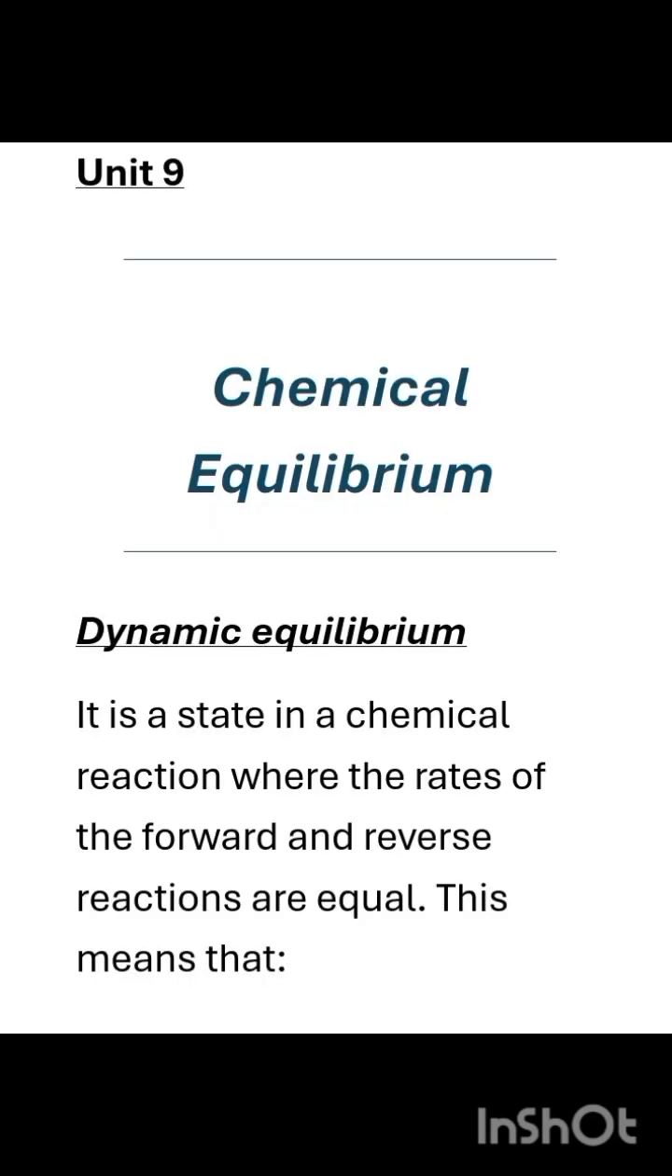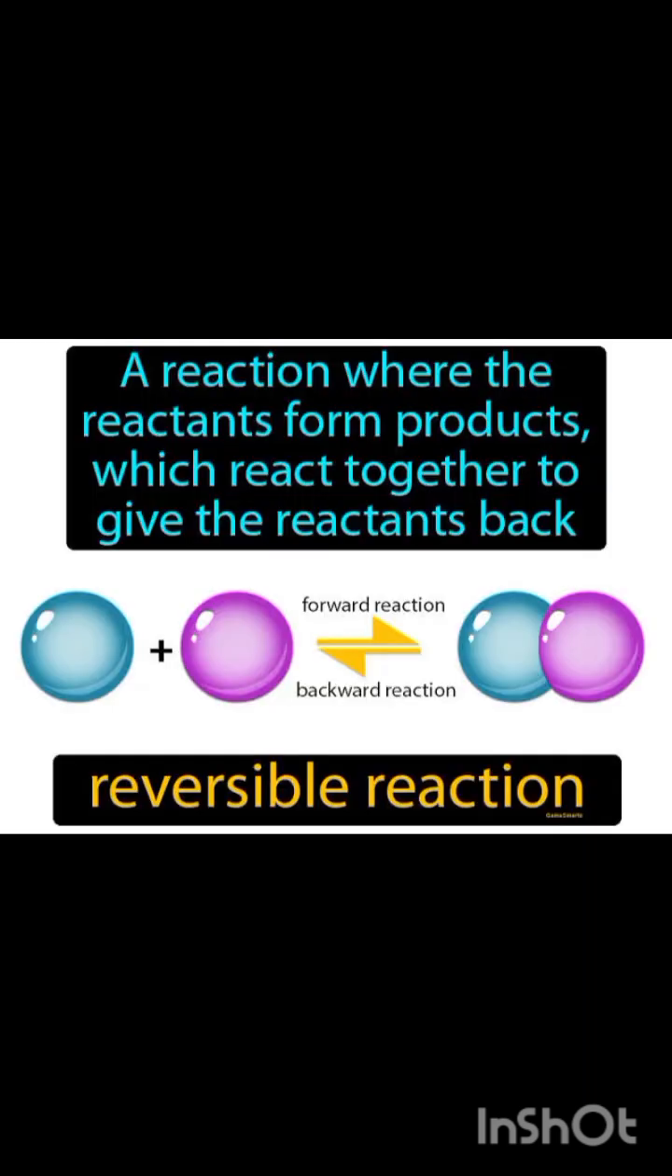So guys, today we are going to learn about chemical equilibrium. Chemical equilibrium is a state in which the rates of forward and reverse reaction become equal in a reversible reaction. In chemistry, a reversible reaction is a reaction in which the reactants can react together to form the products, whereas the products react together to give back the original reactants.